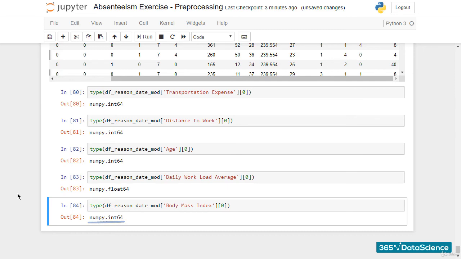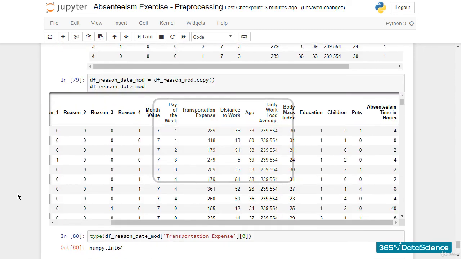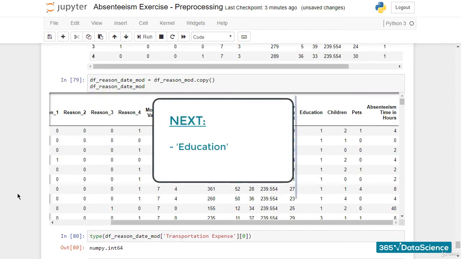Stay tuned for the next video, where we will continue with the pre-processing part of this exercise by manipulating the data in the next column, education.